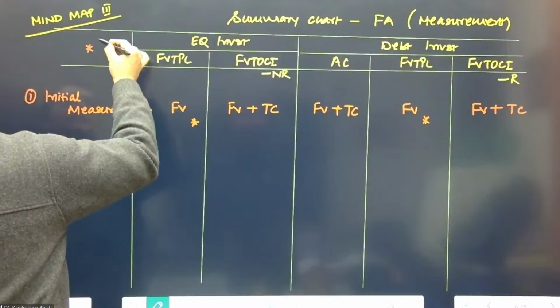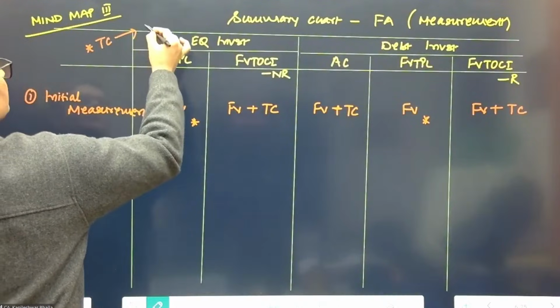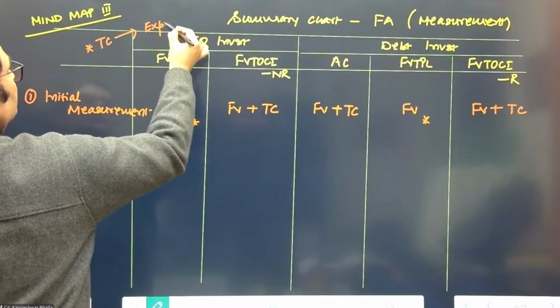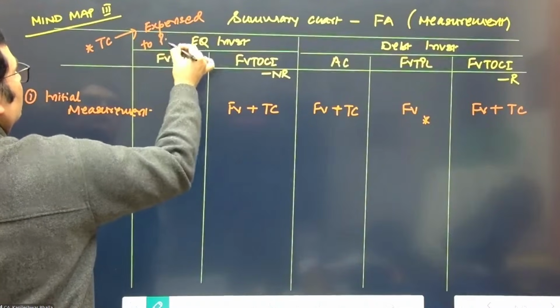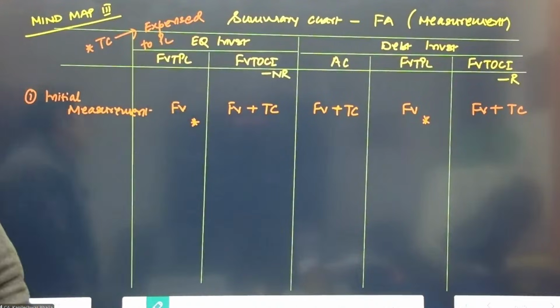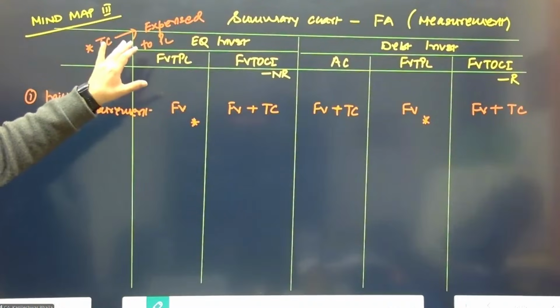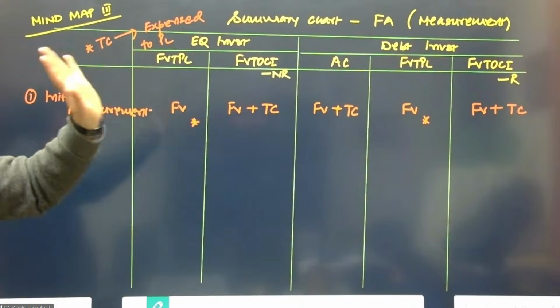So we can say that TC is expensed to profit and loss. It is expensed to the profit and loss in this case. You immediately expense the transaction cost in the profit and loss itself.